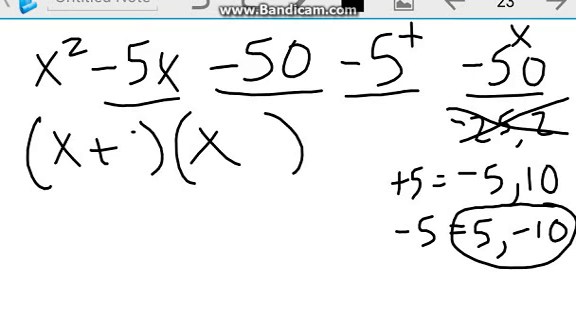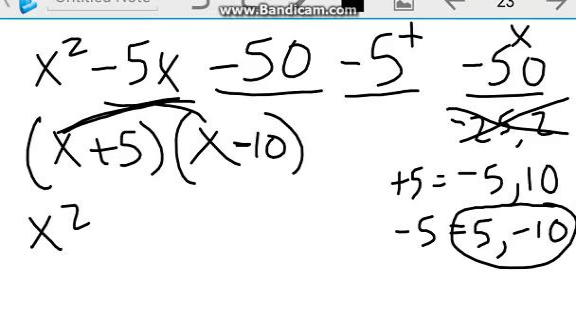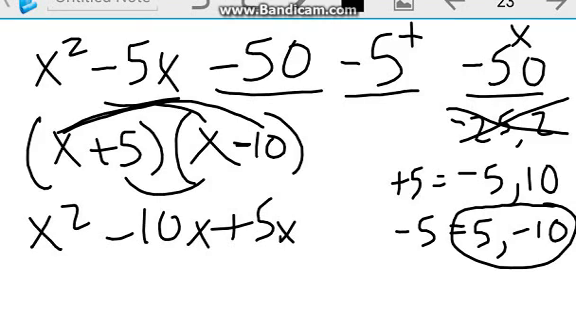So we're going to plug that in, x plus 5 and x minus 10. And those are our factors. If you want to check your work, do the distributive property right back to it. So x times x gives you x squared. x times negative 10 gives you negative 10x. 5 times x gives you 5x. And 5 times negative 10 gives you negative 50.